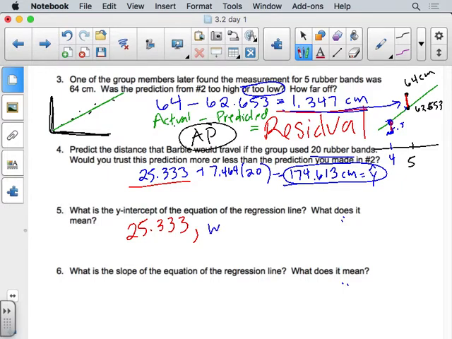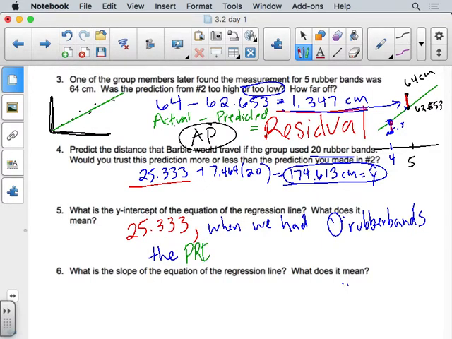So when we had 0 rubber bands, 0 x's, the y value, and here's a main thing, so I'm going to change the color here. The predicted, and I'm doing it in caps for a reason, the predicted distance is 25.33 centimeters.